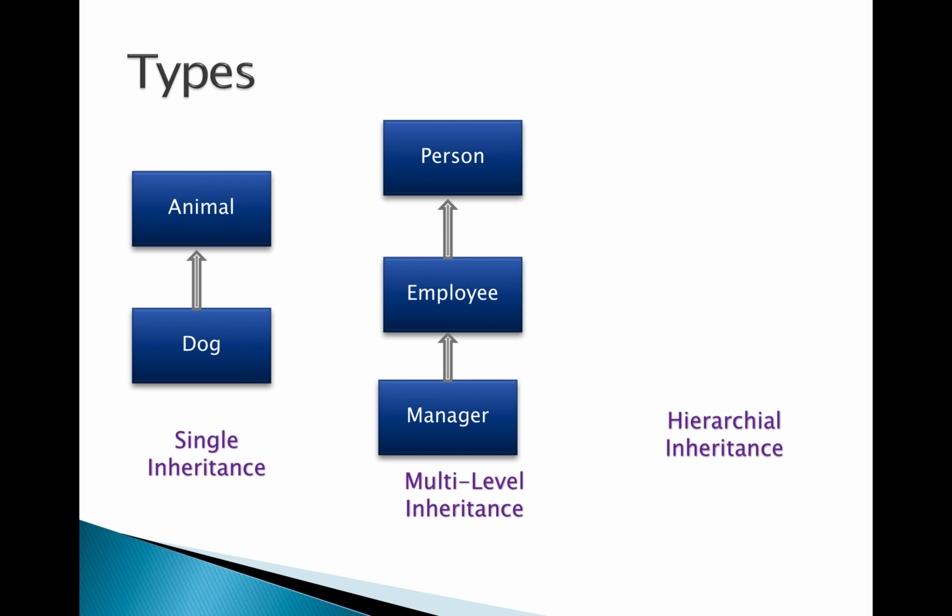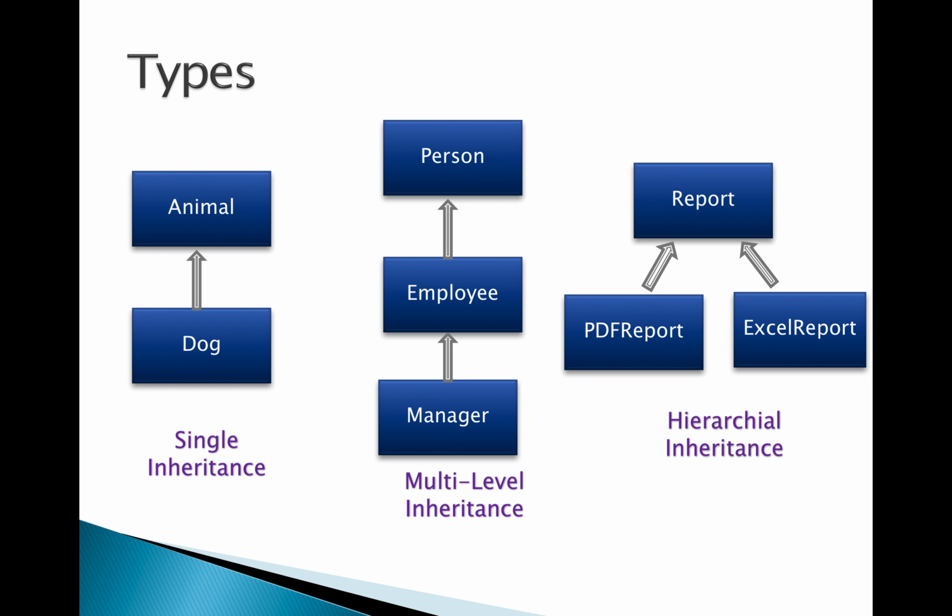One more inheritance which is supported by Java is hierarchical inheritance. Hierarchical inheritance is where more than one class can subclass from a parent class. An example is, report is the parent class, and PDF report can extend from report, as well as Excel report can subclass from the report class.